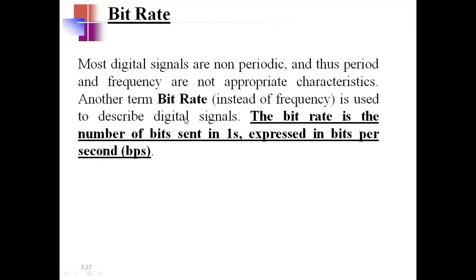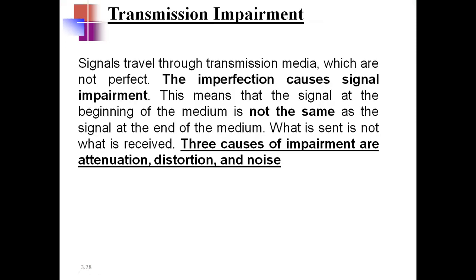What is a bit rate? Most digital signals are non-periodic, which we have seen earlier also. Thus period and frequency are not appropriate characteristics. It is very important to note here that frequency is generally used for analog signals. So here, instead of frequency, we'll be using the bit rate. It describes the digital signal: in one time frame, 1 second or one particular unit of time, how many bits we can send. The expression is bps.